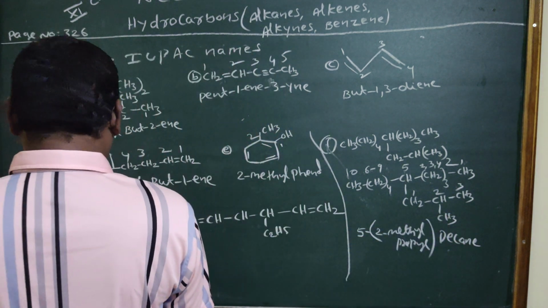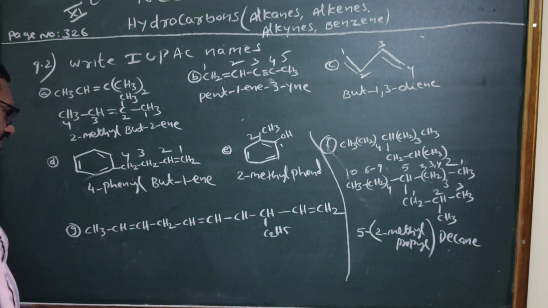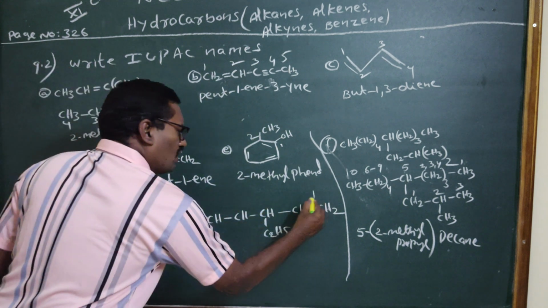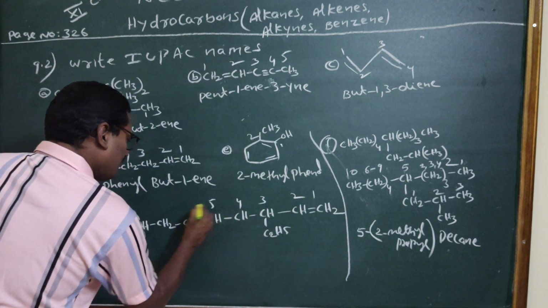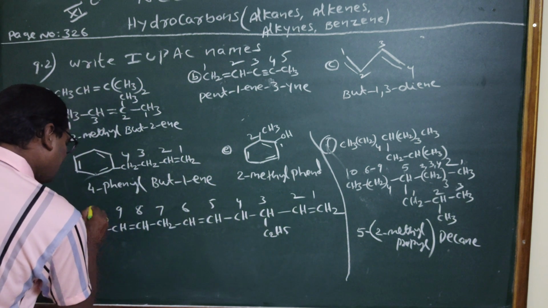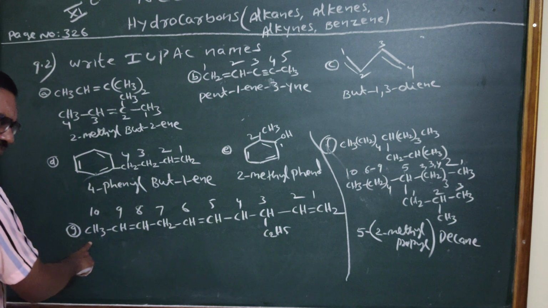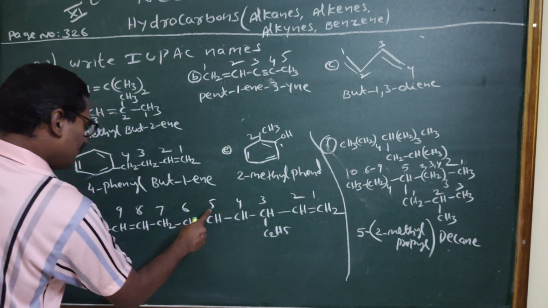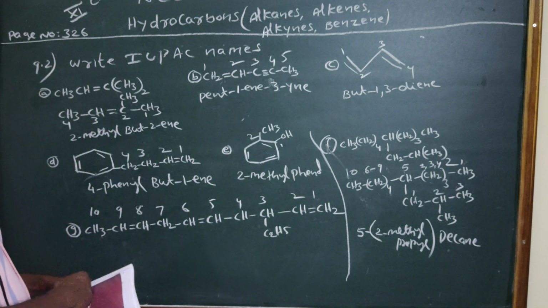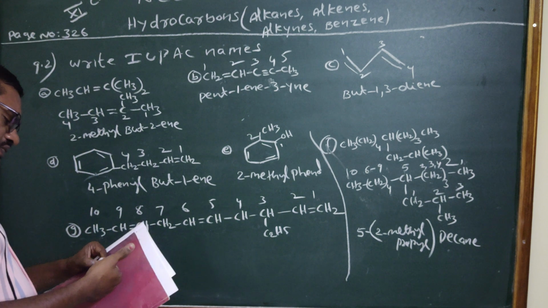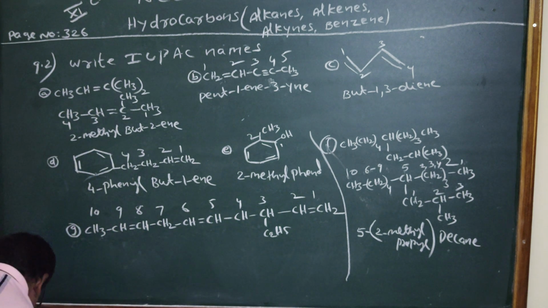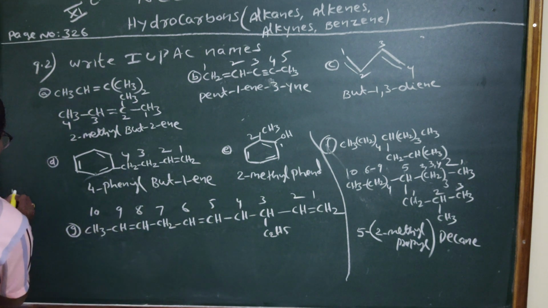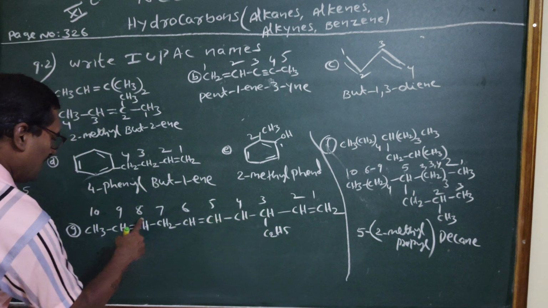Next one, the ninth one: numbering is given. Here there are alkenes. We give 1, 2, 3, 4, 5, 6, 7, 8, 9, 10. Then the locants are 1, 5 and 8. So we take the lowest locant: first place, fifth place, and 8th place.